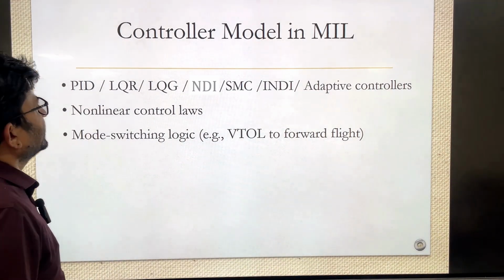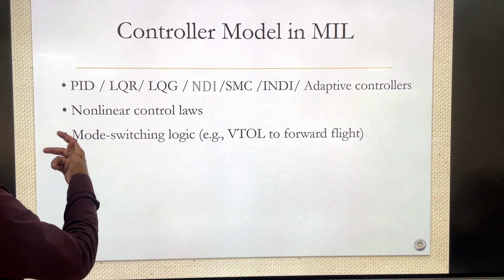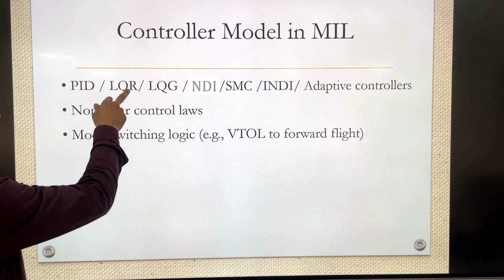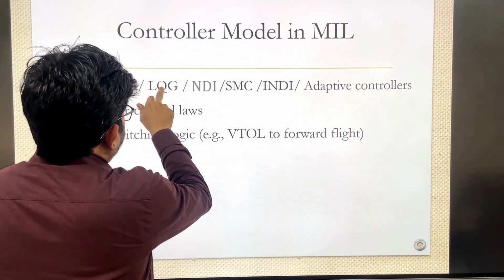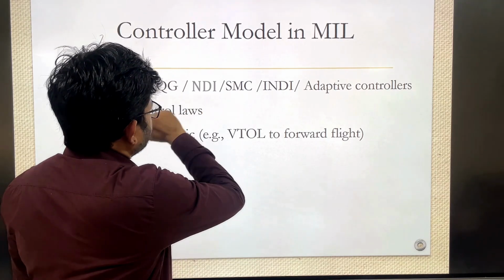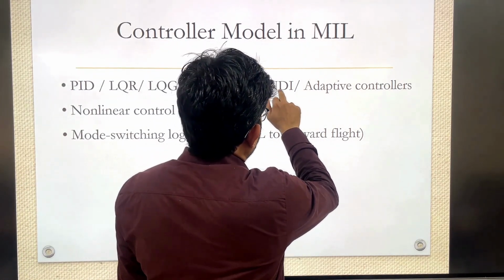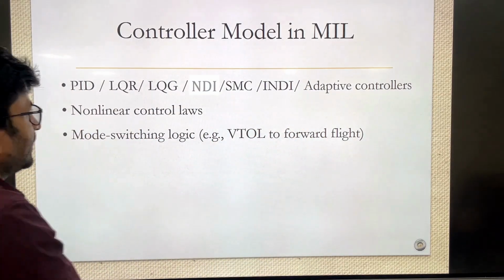And then the controller in a MIL can be designed using different approaches: PID, proportional integral derivative controller, LQR, linear quadratic regulator, linear quadratic Gaussian, non-linear dynamic inversion, sliding mode controller, and incremental non-linear dynamic inversion, and you can make it an adaptive controller or robust controller.